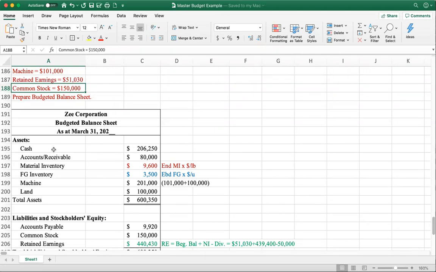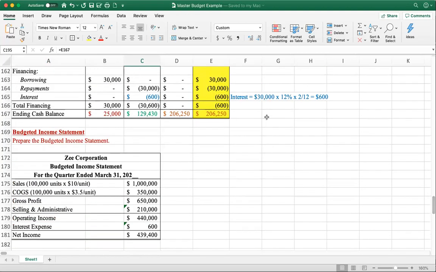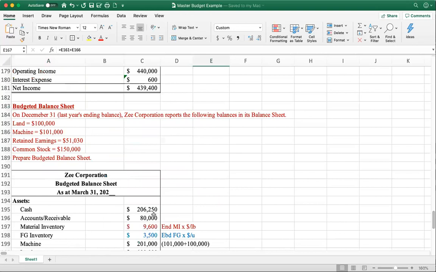So the assets, we have cash, we have $206,250 cash balance that's coming from your cash budget. If you look at the cash budget, the ending cash balance here is $206,250. So we bring this here and report it in the balance sheet, $206,250.